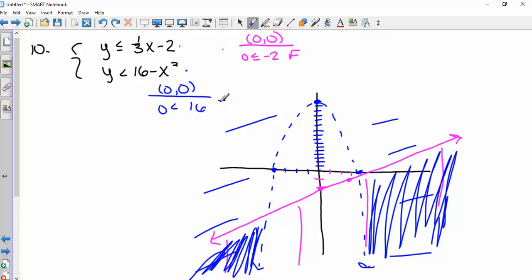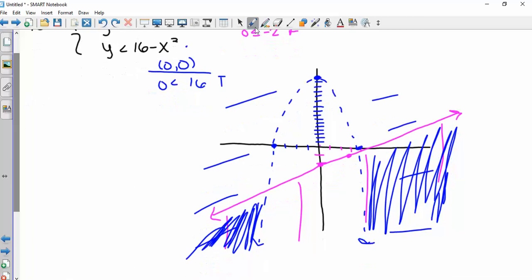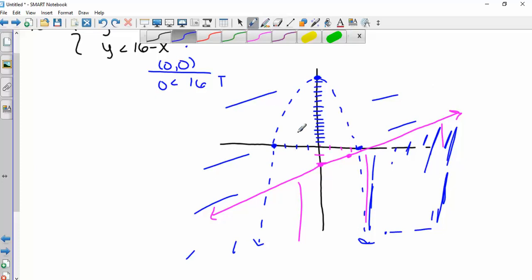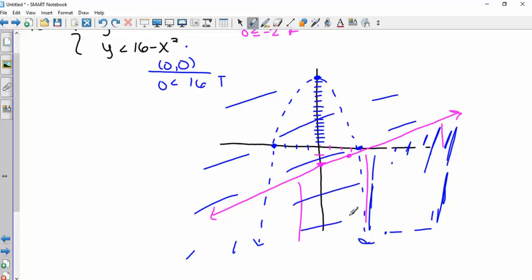So 0 is less than 16. Is that true or false? That's true. So the shading's off here. 0, 0 does work. So you're shading inside your parabola. So we need to be inside the parabola but under the line.